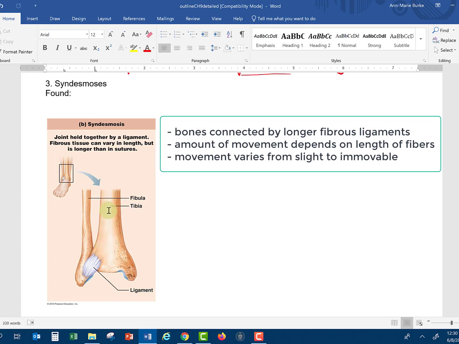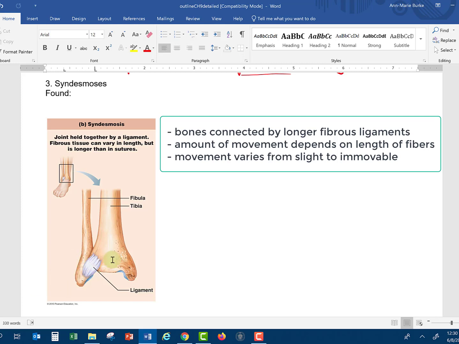So here we have the tibia. This is your shin bone. The tibia is always medial, it's always on the inside. Here's the fibula, which is always lateral. And your ankle bones, the tarsals, would be here. So here's the ligament. This is actually the syndesmosis, the joint. It's made of fibrous connective tissue. The movement of these joints in general varies from slight to immovable. So even though longer ligaments give you more movement, it's still a slight movement.